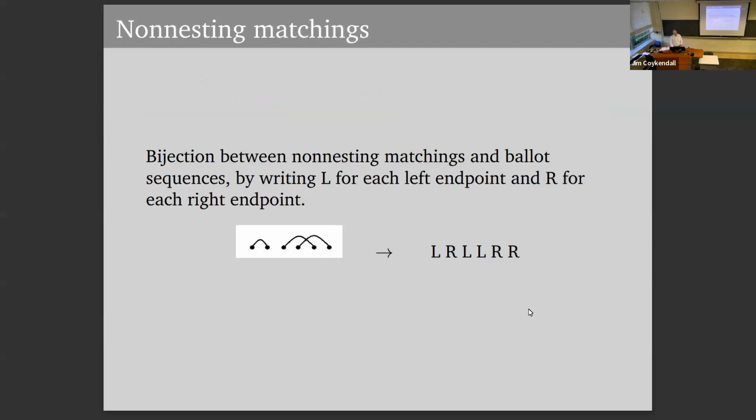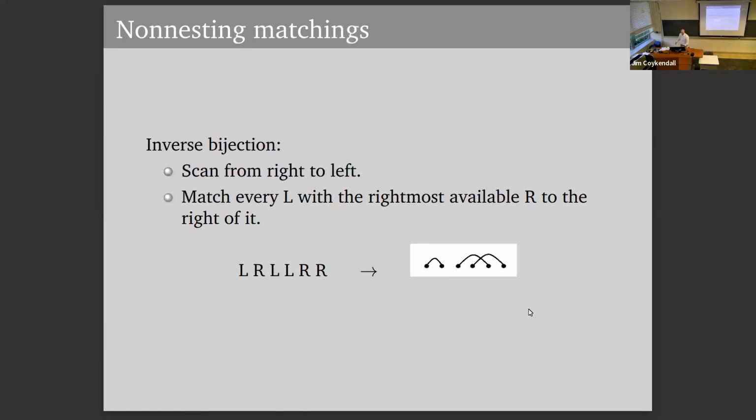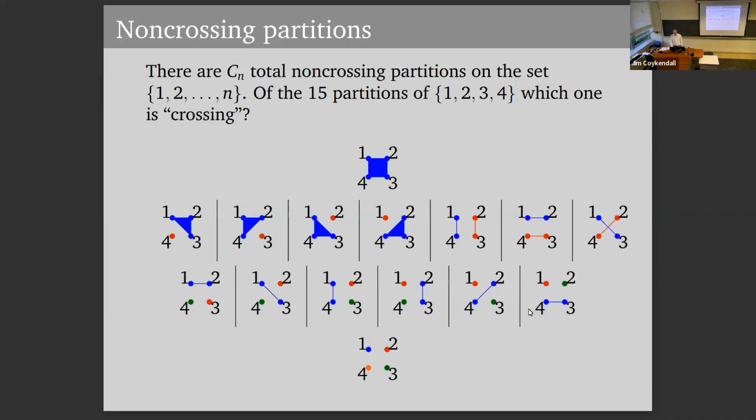This bijection works considerably easier. So the first L goes with the first R. The second L goes with the second R. The third L goes with the third R, and so on and so forth. It's easier to explain at least. So there's non-crossing matchings and non-nesting matchings that are counted by Catalan numbers.